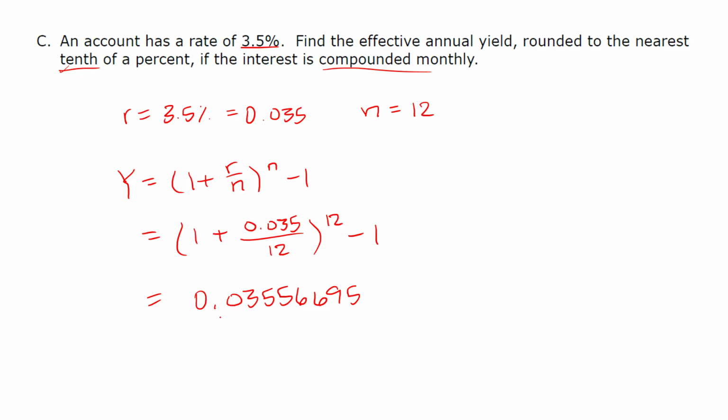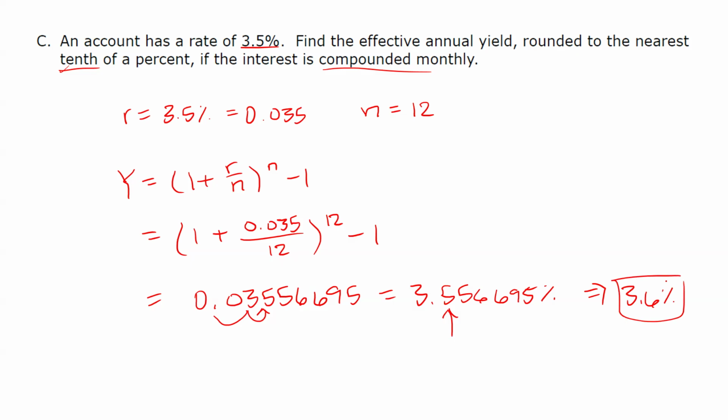0.035566695. We know we need to write this as a percent, so we'll move the decimal place over, which is 3.556695%. But our problem tells us to round to the nearest tenth, not hundredth, nearest tenth. So the nearest tenth of a percent is right here. So this would be 3.6%.